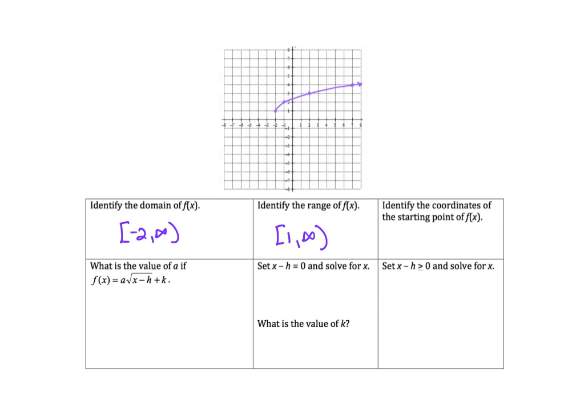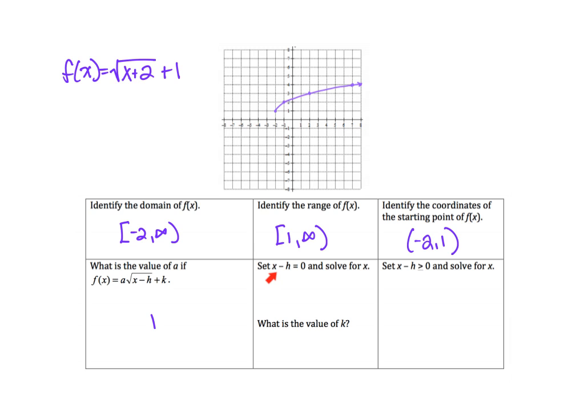The next part asks us to identify the coordinates of the starting point of f of x. So this is my starting point, and my coordinates are -2, +1. Now I want to fill in these values. What is the value of a in f of x equals a times the square root of x minus h plus k? Well, if we look at our function for f, a is the number in front of the square root symbol, and in this case, a is +1.